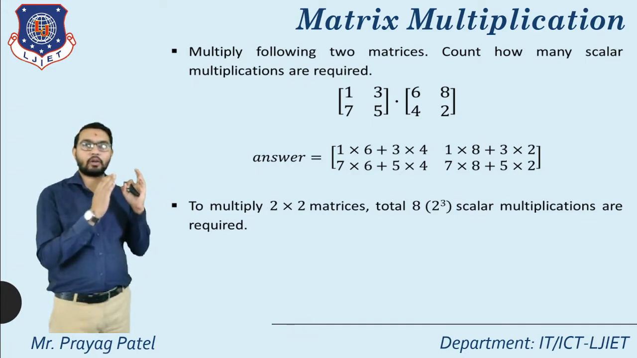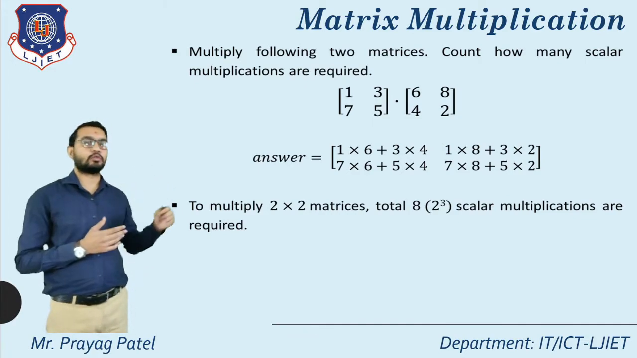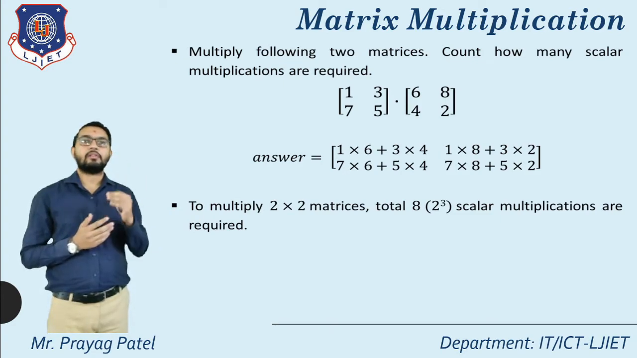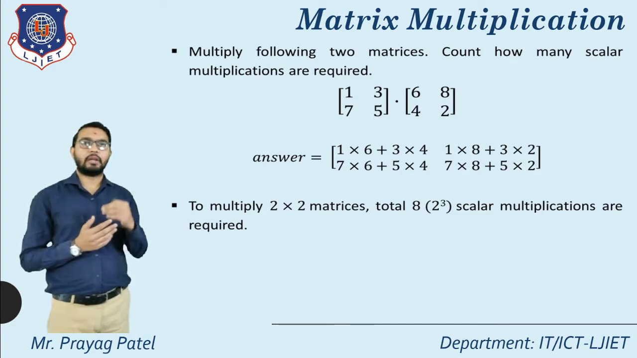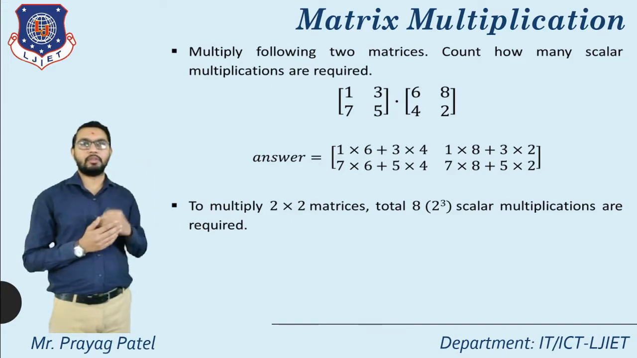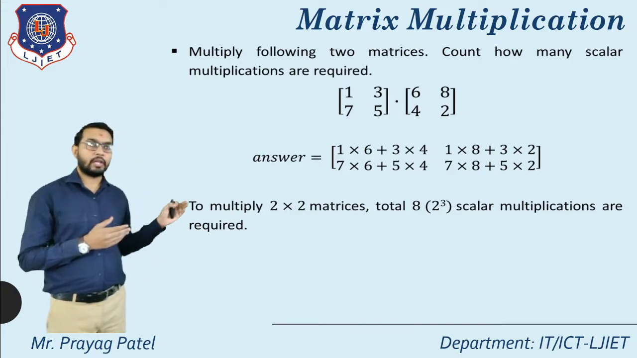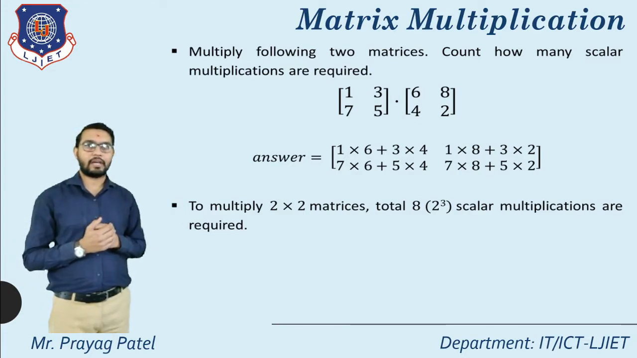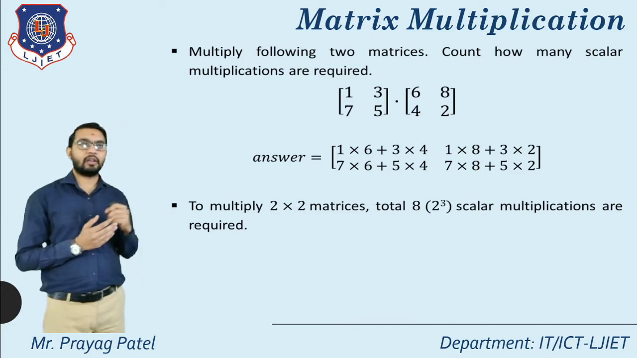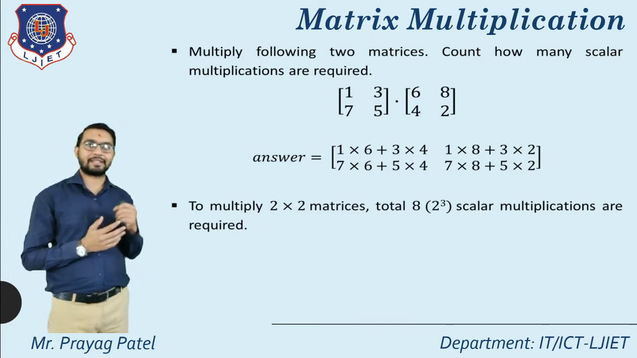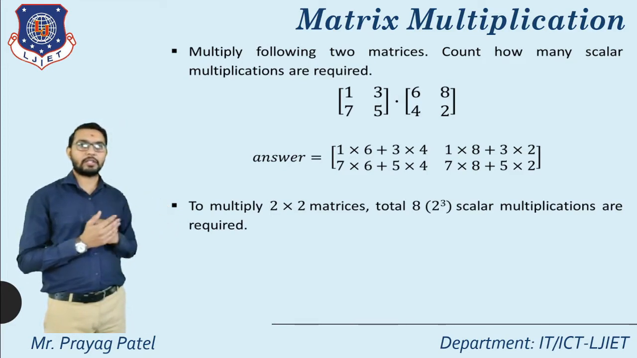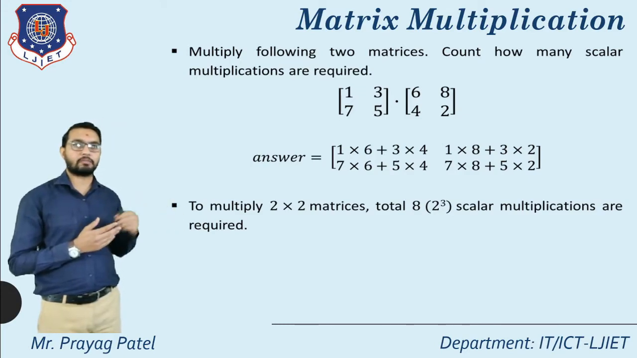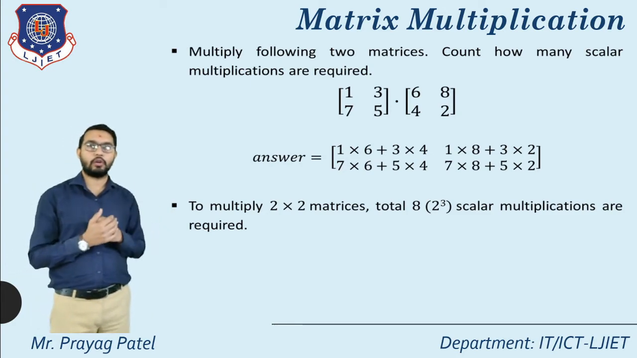Now how do we simply multiply these two matrices? The answer is: first row multiplied with the first column, first row with the second column, then second row with the first column, then second row with the second column. So the answer is 1 cross 6 plus 3 cross 4 as the first component, then 1 cross 8 plus 3 cross 2 as the second component, then 7 cross 6 plus 5 cross 4 as the third component, and 7 cross 8 plus 5 cross 2 as the fourth component.